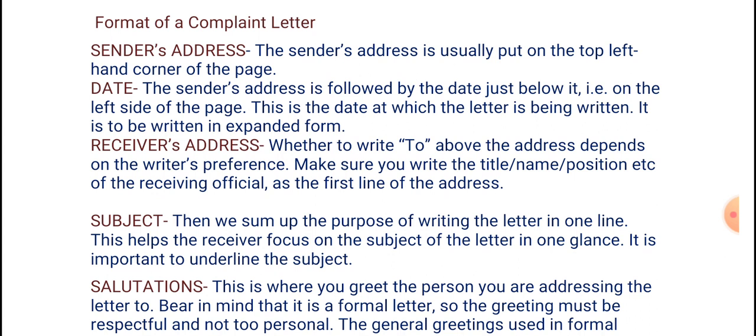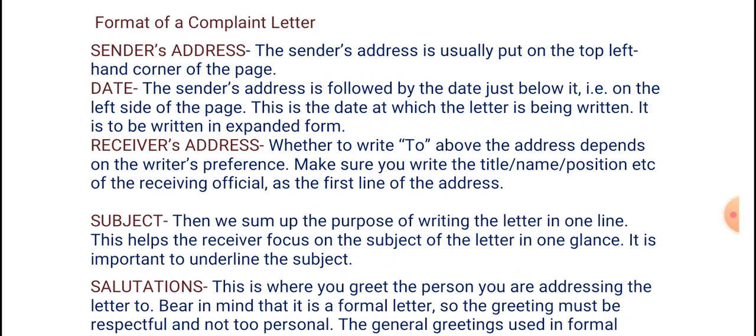Receiver's address should be there after the date is written. Whether to write "To" above the address depends on the writer's preference. Make sure you write the title, name, position, etc. of the receiving official as the first line of the address. So it depends upon you if you use this word "To" before writing the receiver's address.